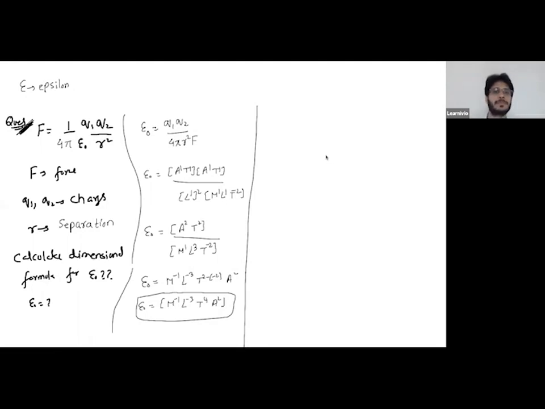Great. So any doubt in this particular task? Is number. 4 pi is number. So number doesn't have dimension. Numbers are dimensionless. This 4 and pi don't have any dimension.